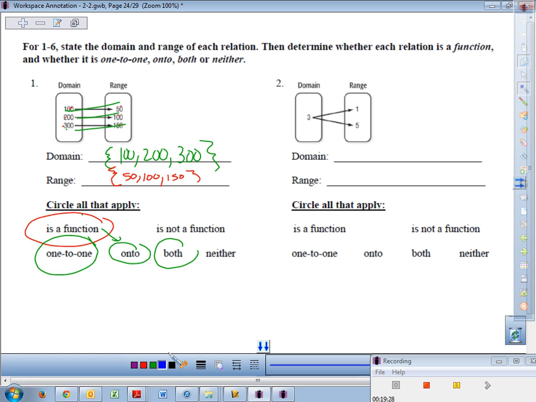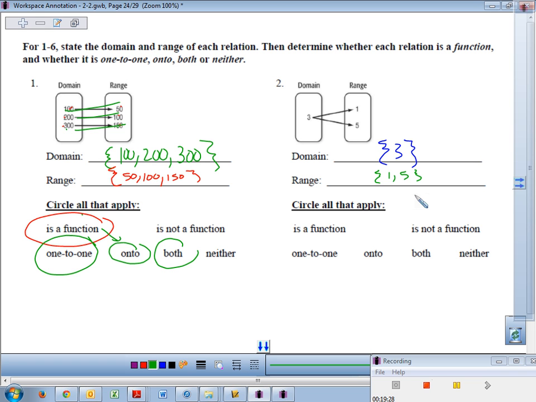Next guy, domain. What is it as a set? Set of 3. If I can make a nicer set bracket. 3. Range, 1 and 5. Cool?